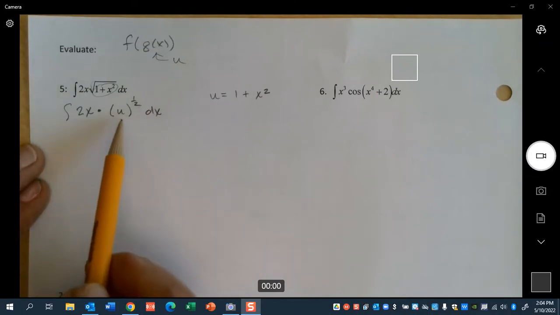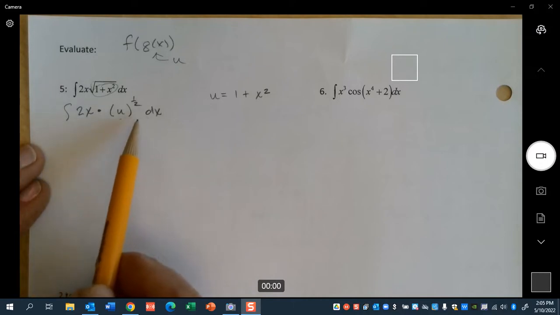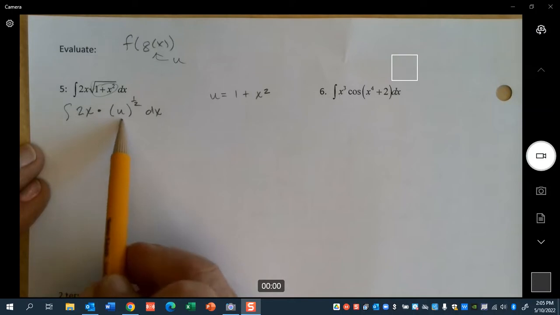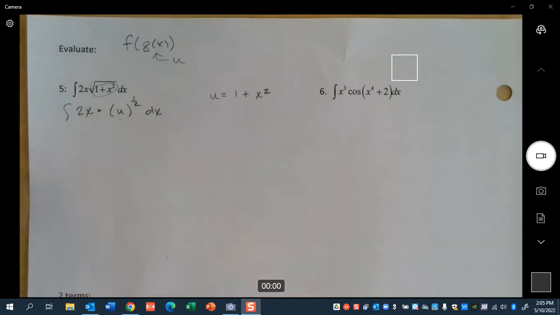My biggest problem here is I've got a hodgepodgey mix of variables. I've got x's, I've got u's, and I've got dx's. So two things are going to happen. I can't integrate u unless I'm talking about with respect to u. So I'm going to have to take the derivative of this to figure out what du dx is. Okay?